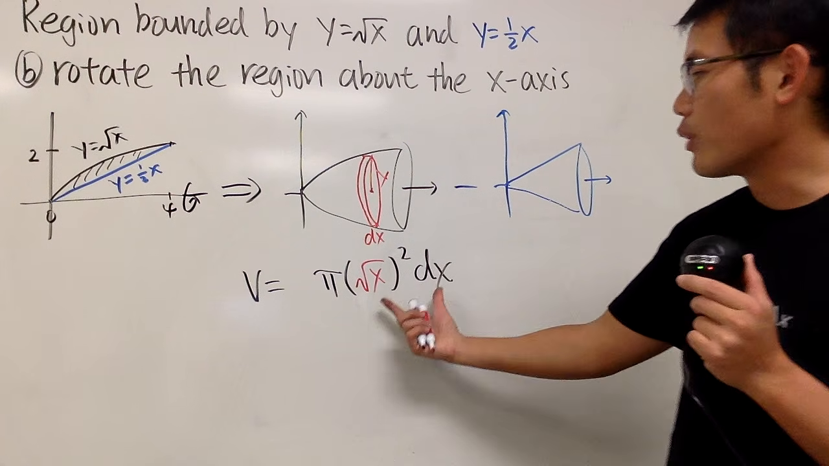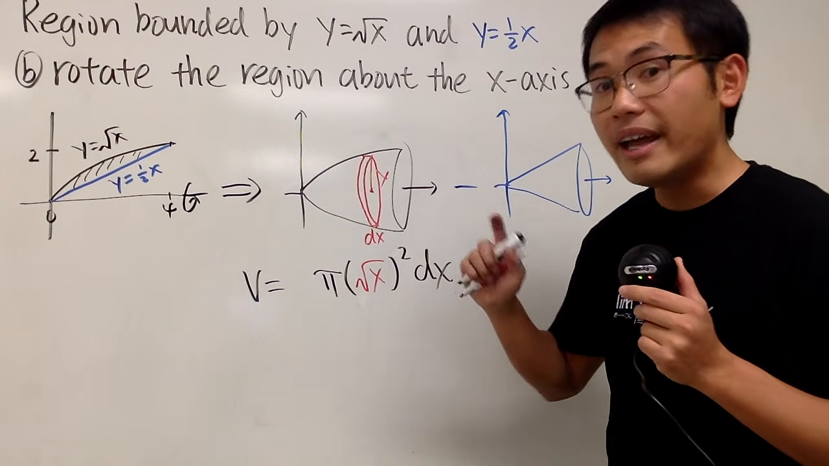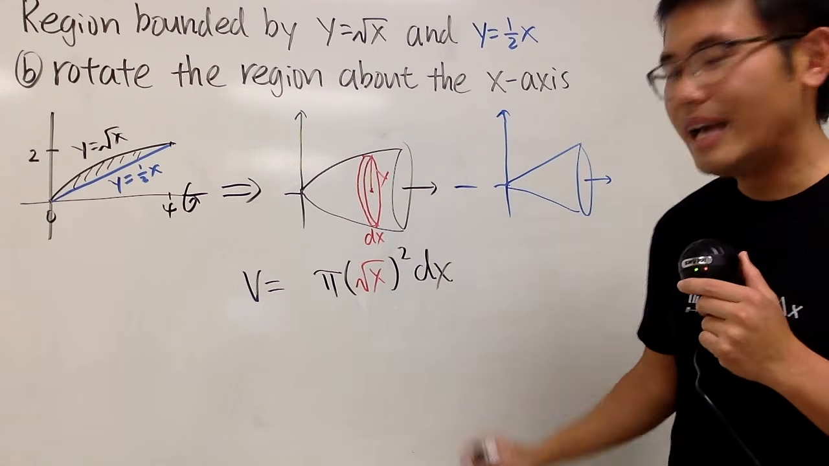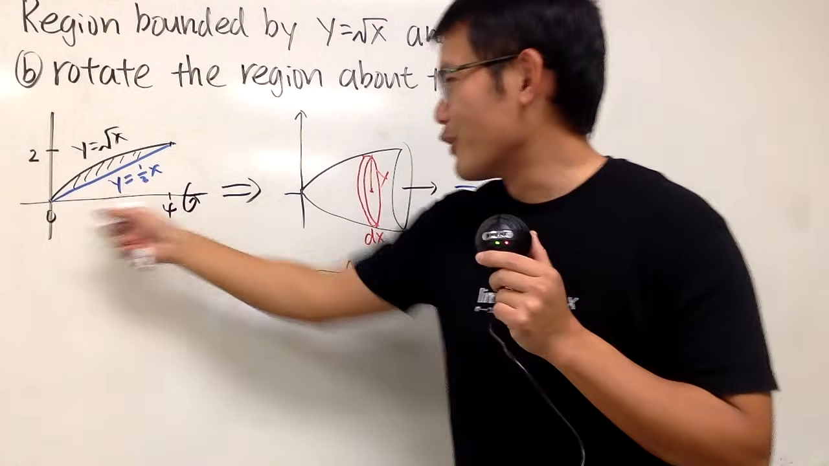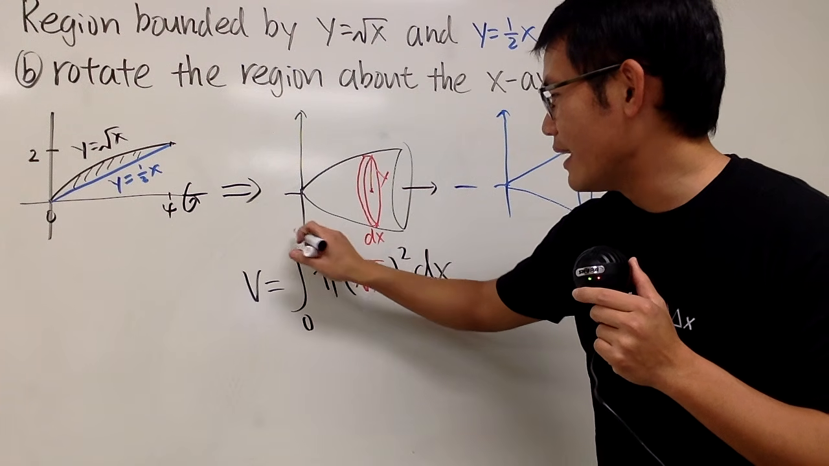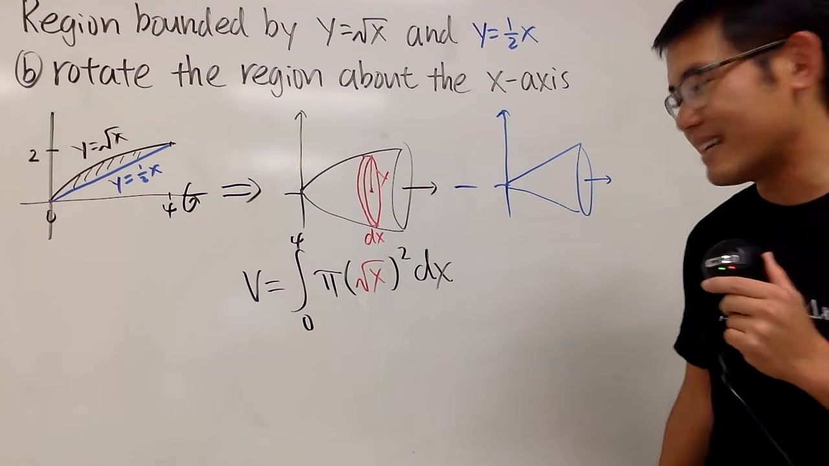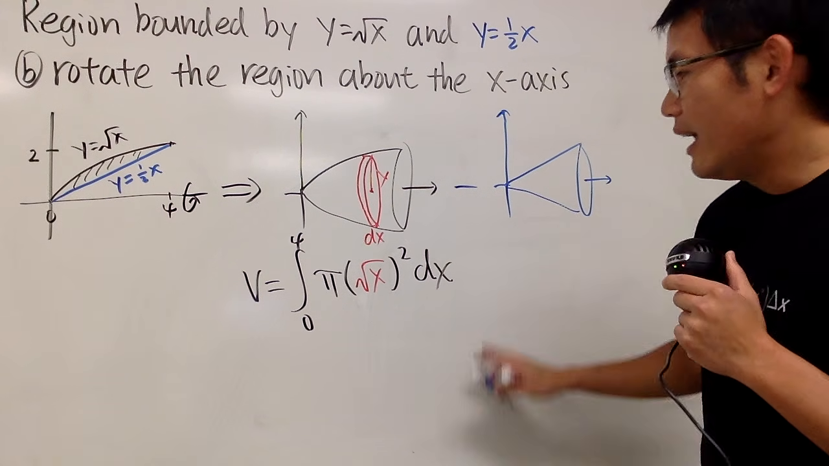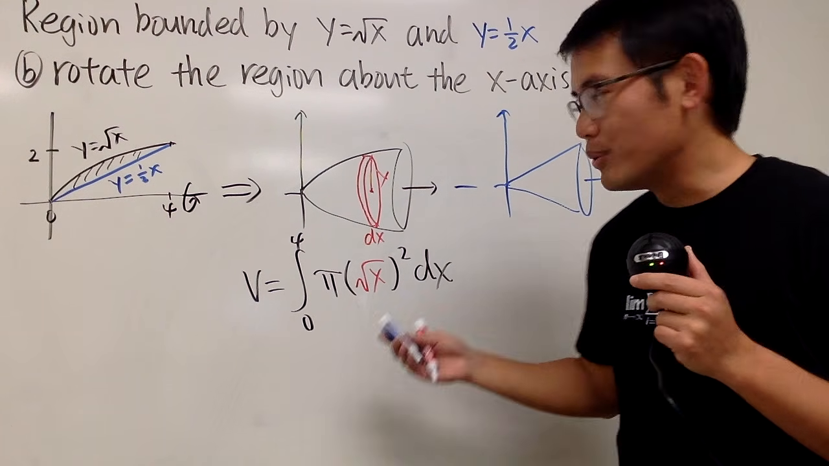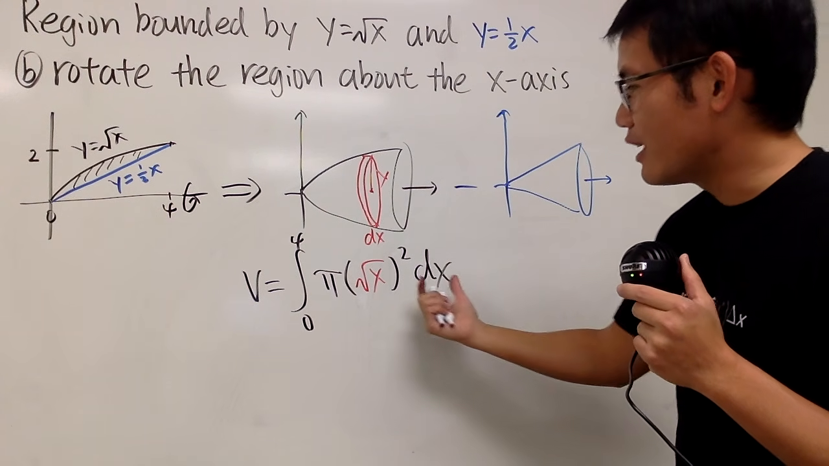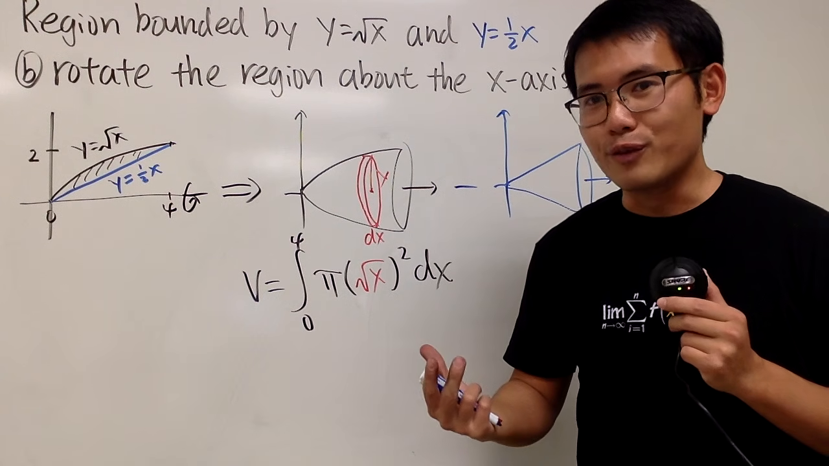This will give you the volume of this red disk. And then we just have to add them up. And because we're in the x world, we just have to go from 0 to 4 and add them up by using integration, just like that. Very nice. And usually, you may see people just put both of the things inside of one integral, but I think that's confusing sometimes.